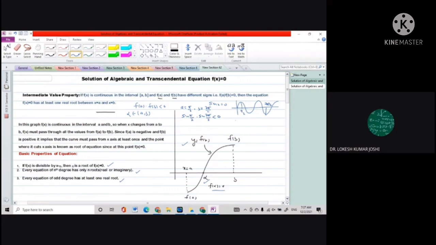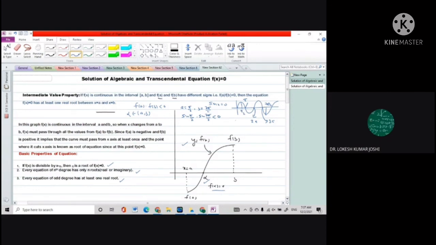Now as I told you, there may be more than one real root. We can see this point is x = pi, this point is x = 2pi, and this point is x = 3pi. Then we can see there is more than one real root. In this case, we have three real roots, at x = pi, x = 2pi, and x = 3pi. I hope you can understand.